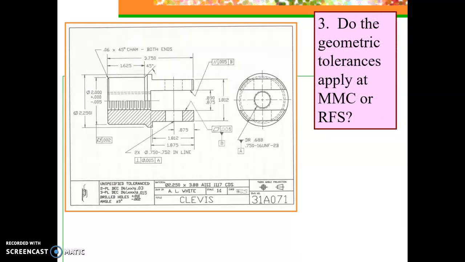Do the geometric tolerances apply at MMC or regardless of feature size, which is what RFS stands for? If they only applied at MMC, we would see a little symbol, an M with a circle around it. I don't see that there, or there, or there, or there. So that means they are applied regardless of feature size.